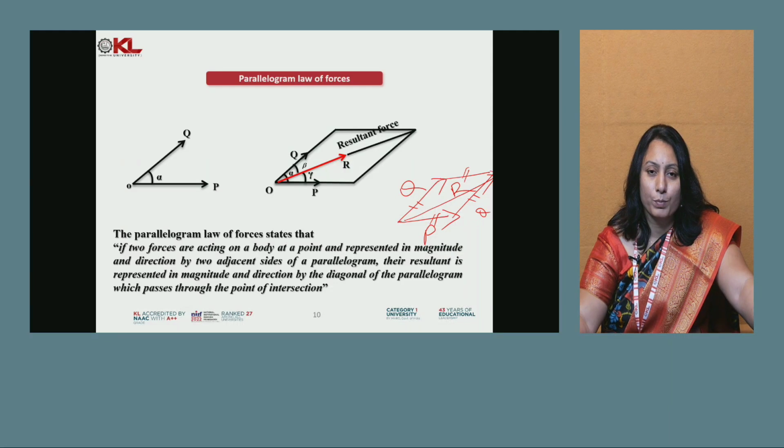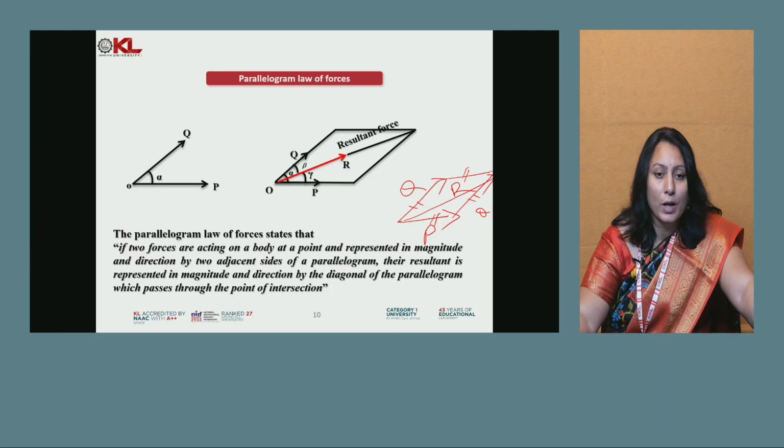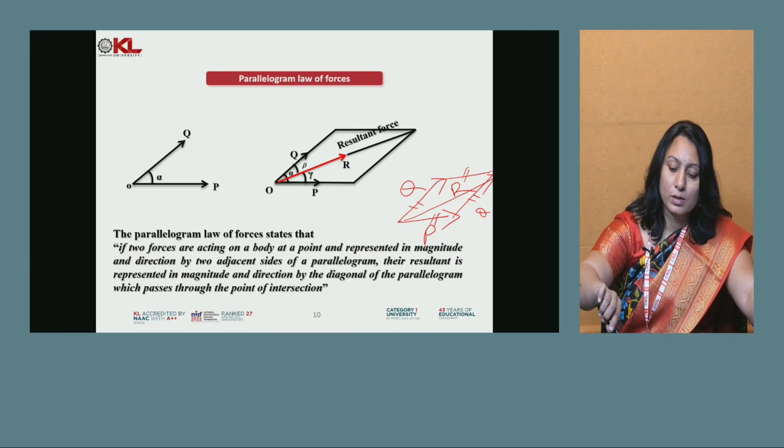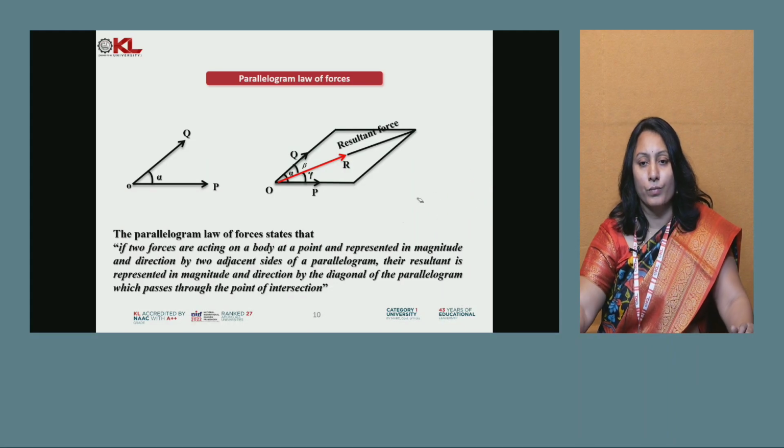Okay, so let us repeat once again. If the 2 forces are acting on a body at a point and represented in magnitude and direction by 2 adjacent sides of a parallelogram, then their resultant is represented by the diagonal of the parallelogram which passes through the intersection point of P and Q, both in magnitude and direction. So this is the parallelogram law, and we will solve problems on this in the next class. That's all for today.